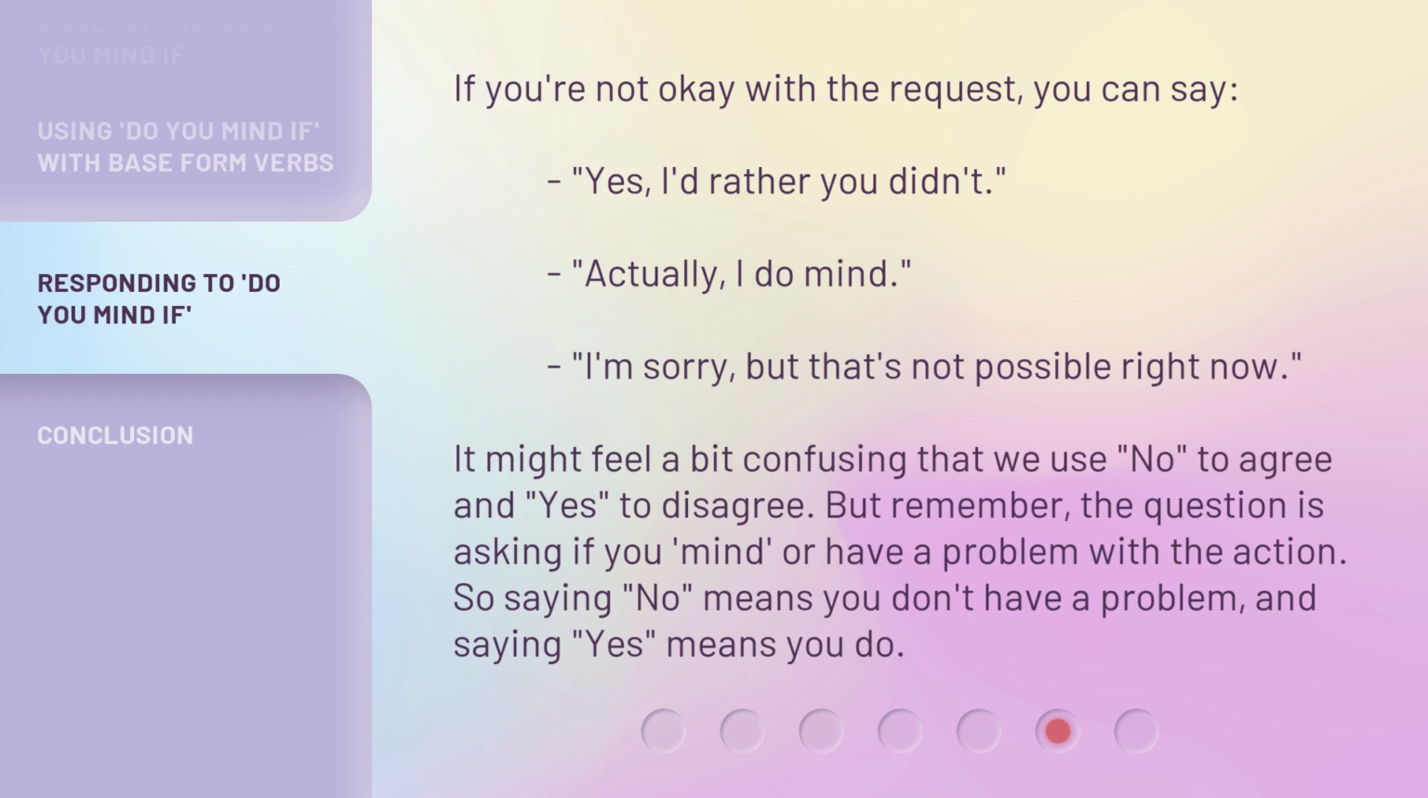It might feel a bit confusing that we use "no" to agree and "yes" to disagree. But remember, the question is asking if you mind or have a problem with the action. So saying "no" means you don't have a problem, and saying "yes" means you do.